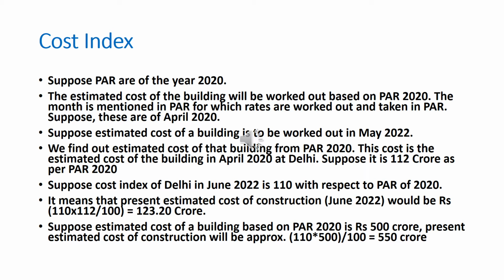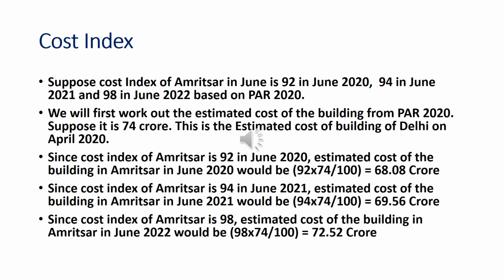Suppose estimated cost of a building based on plinth area rates is 500 crores, then present estimated cost of construction would be approximately, you again multiply cost index with the cost which you have worked out based on plinth area rates, divide by 100, that is 550 crores.